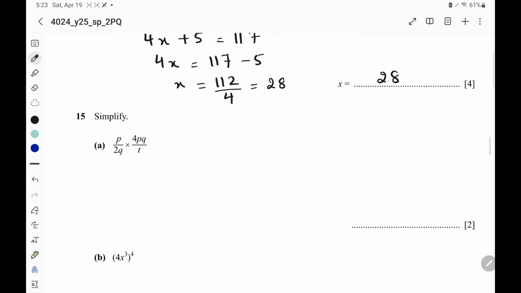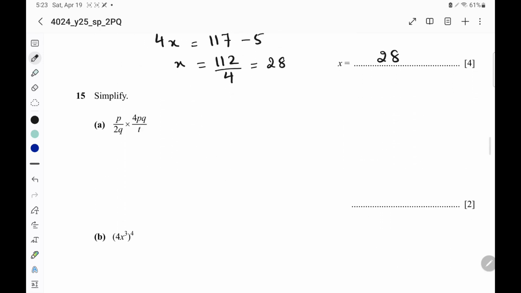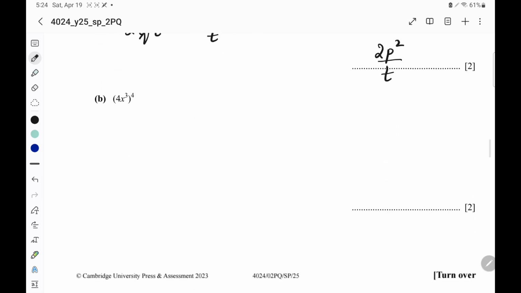It's 4 marks question. Now question number 15, simplify. In simplification question, p upon 2q times 4pq upon t. So 4p square q upon 2qt. 4 and 2 cancel, so 2, and p square and q also cancel. So only 2p square upon t is the answer. 2p square upon t. That's 2 marks question.